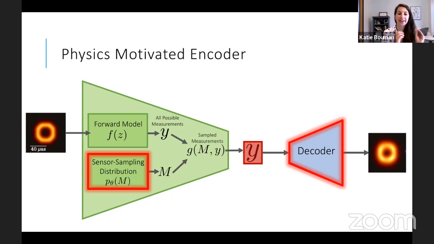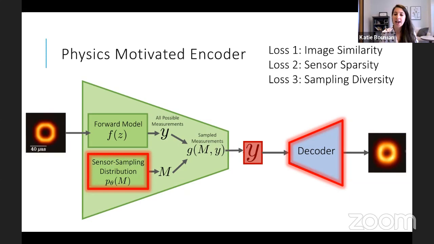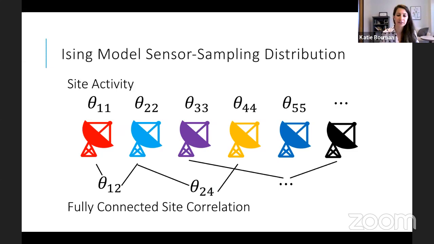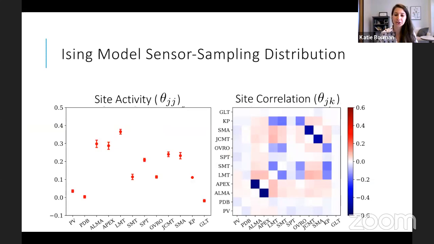So what is the sensor sampling model that we search under? We model our sensor sampling distribution as a binary fully connected Markov random field, or an Ising model, that indicates which sensors we should turn on and off, and also how the sensors are correlated with one another. And so these parameters are learned during the end-to-end training. So here's an example of a telescope distribution that we have learned. The Ising model parameters on the left, theta JJ, quantify the activity or importance of a single telescope. And the model parameters, theta JK, on the right, quantify the correlation between pairs of telescopes. And so red is representing positive correlation and blue, negative correlation here.